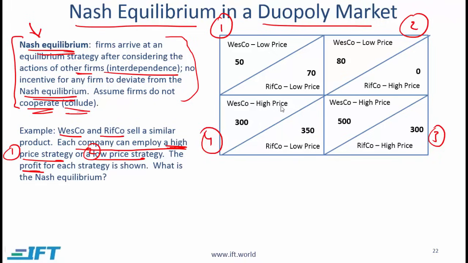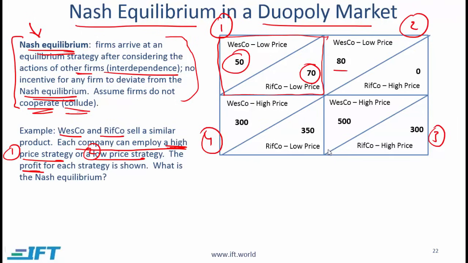Where will we end up such that there is no incentive to get out of that particular box? And just to make sure you understand what we are talking about, in box 1, Wesco follows a low price strategy. Rifco follows a low price strategy also. And if both companies follow a low price strategy, then the profit for Wesco is 50 and the profit for Rifco is 70. And the same explanation can be given for all these other numbers.